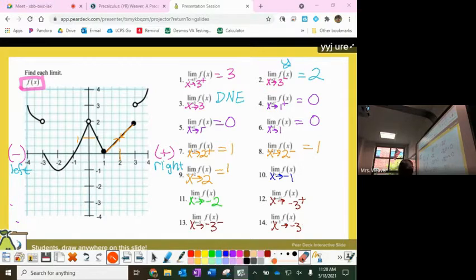So let's take a look at this one and see. Now we're asking overall, what's the limit of the function as x approaches -1? So help me with that. Sarah, what would the limit be as x approaches -1 overall?